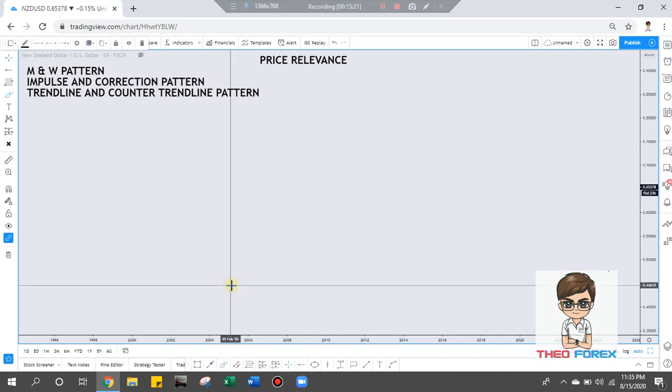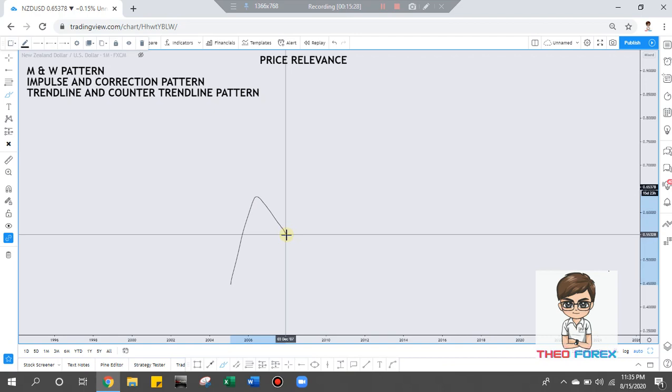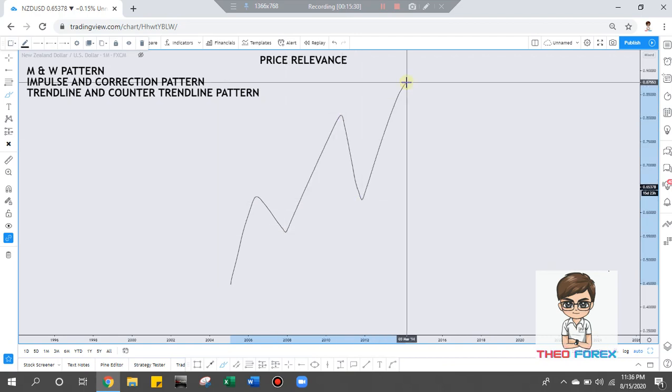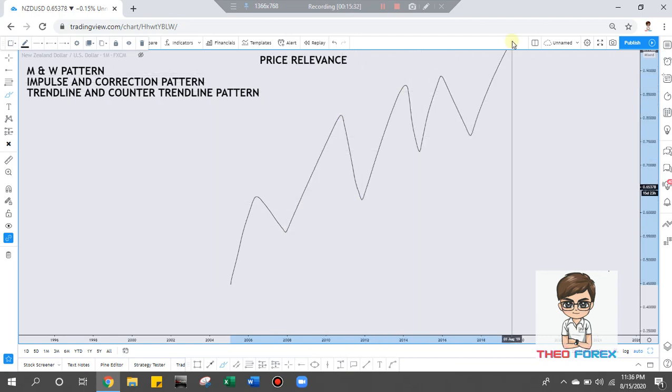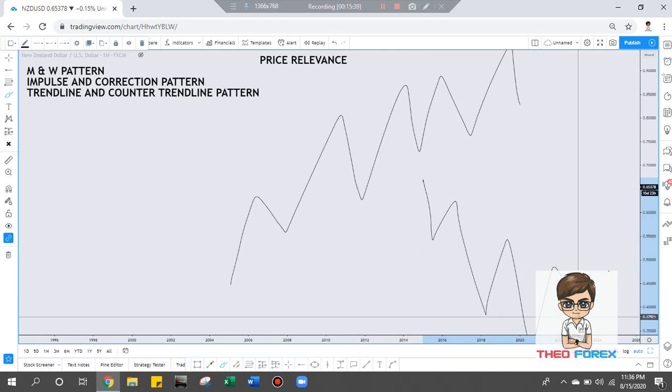When we have a move to the upside in alignment to the trend, it's called an impulse. If we have a move against the trend, it's called the correction. So impulse, correction, impulse, impulse, correction, impulse, impulse, and so on. The same applies to a downtrend: impulse, correction, impulse, impulse, correction, and so on. So that's how it is.